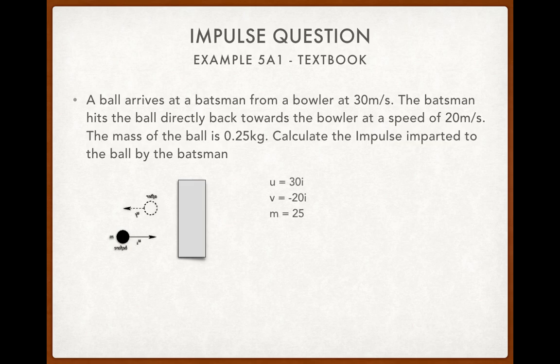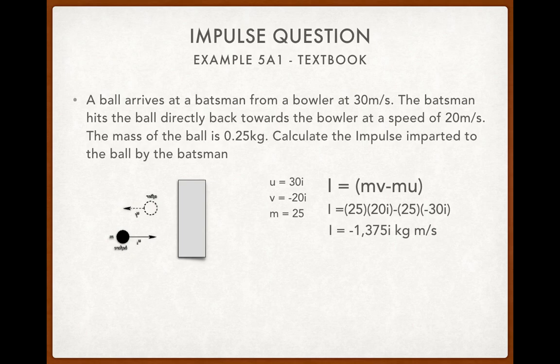m is equal to 0.25. Take out your formula and sub it in. So 0.25 by, that should be minus 20i and minus 30i. So my signs are incorrect there. And then when you work it out, as far as I know, that actually is correct. You get minus 12.5i, and the units of mass by velocity, kilogram meters per second. So that answer is actually correct for it.